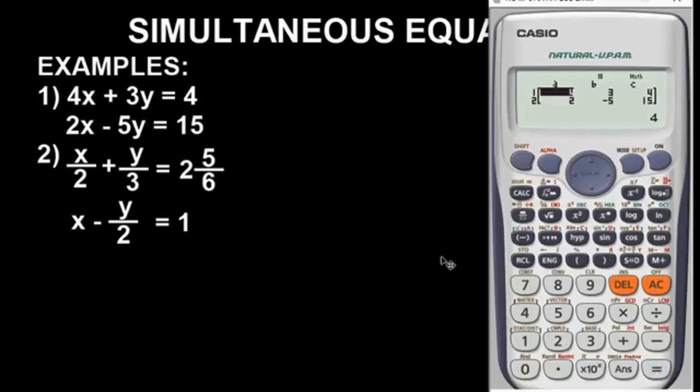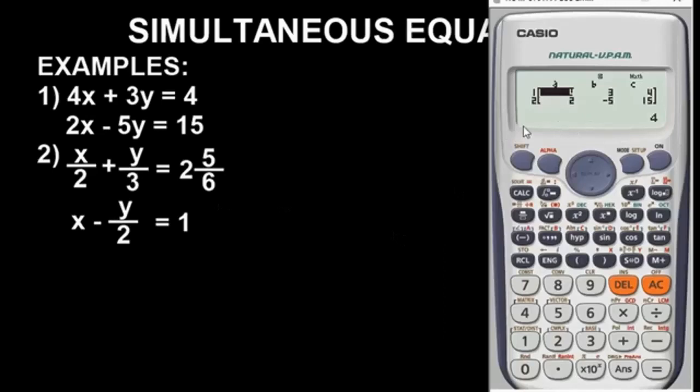Now let's look at example 2. This example 2 looks somehow challenging because it's in fractions, but it's very, very simple. We're going to do it together now. You see that it's very, very simple. Just the same method despite the fractions it has.